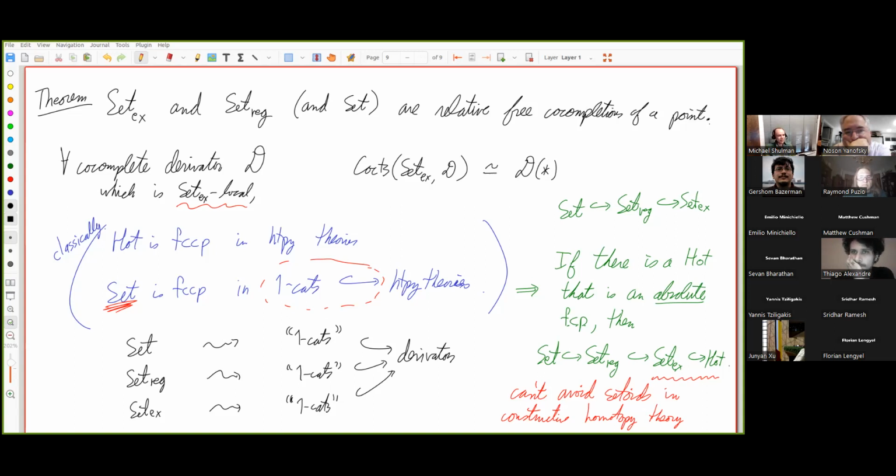I kind of doubt it, because very little of locally presentable category theory is known to work constructively. I guess locally finitely presentable is not such a big deal, it's not such a problem, but yeah, I don't know.